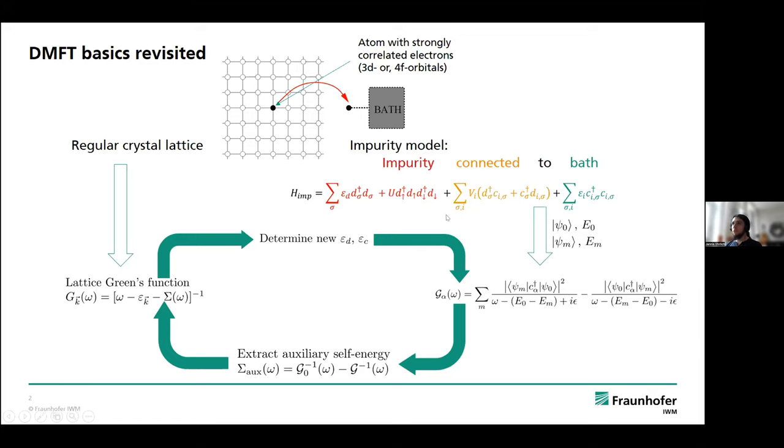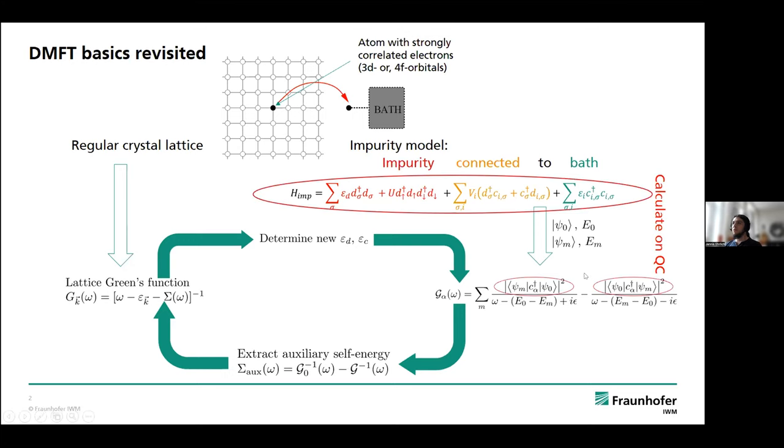Now the main point, as already mentioned in the two talks before, is to have an efficient impurity solver for our impurity model. And the idea here is to use a quantum computer to solve this model. At first, in our approach, we basically replace the exact diagonalization with a quantum computing algorithm, which then provides us both with the ground state and the ground state energy, as well as the excited states and excited state energies, which we can then use to compute, also on a quantum computer, the transition rates between the different states.